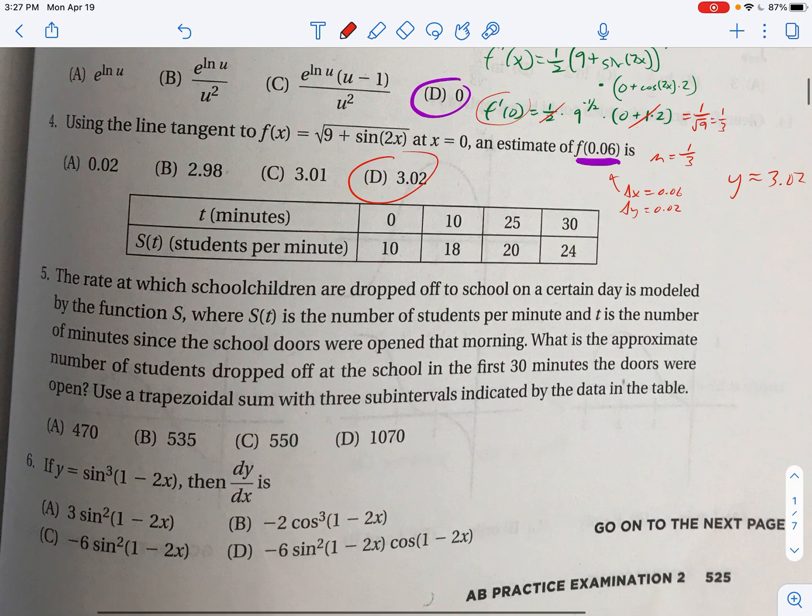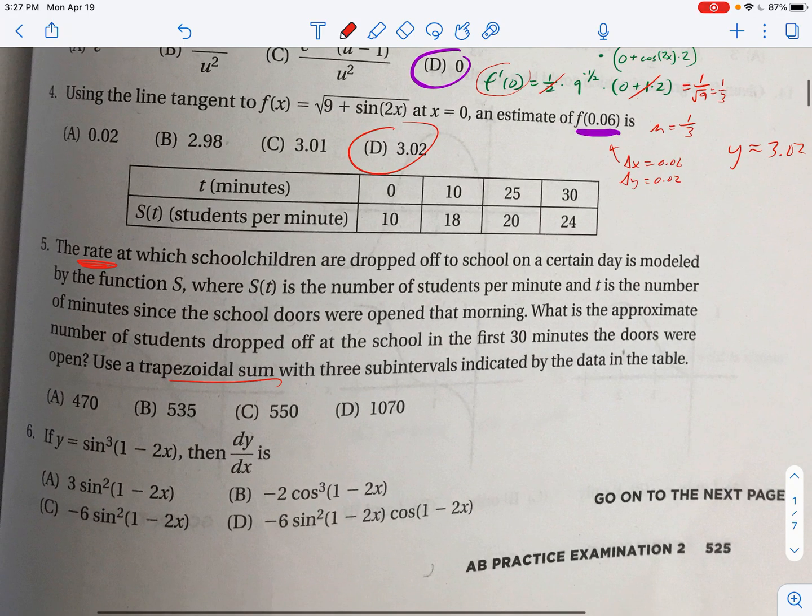All right, for number 5, they have a table here. The rate at which school children are dropped off to school on a certain day is modeled by this. So this is a rate. Let's just emphasize that. What is the approximate number of students dropped off at school in the first 30 minutes using a trapezoidal sum? So first of all, we want to realize that we're going from a rate back to an amount. So what we're trying to figure out for number 5 is the definite integral from 0 to 30 of this rate at which they arrive. That's going to give us the total number of students who arrived.